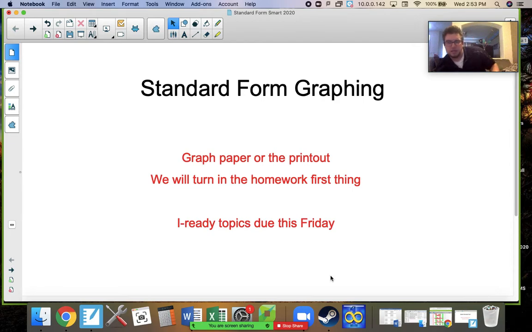Today in class we looked at standard form graphing. So graphing our linear equations from standard form.